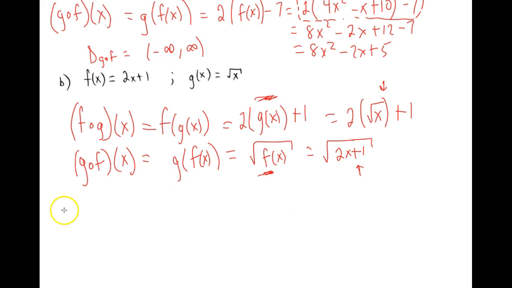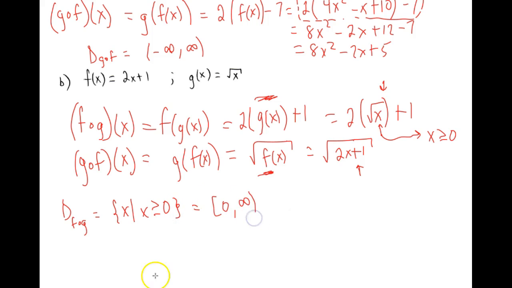So for the domain of f of g of x, the only thing that we have under the square root sign is x. So here we have to make sure that x is greater than or equal to 0. So the domain of that is going to be all real numbers such that x is greater than or equal to 0, which in interval notation looks like this.